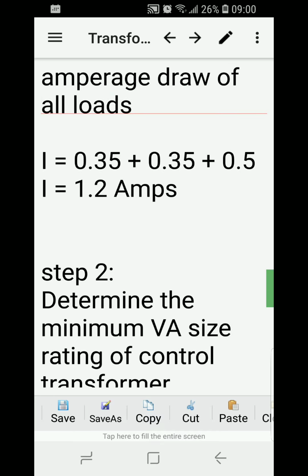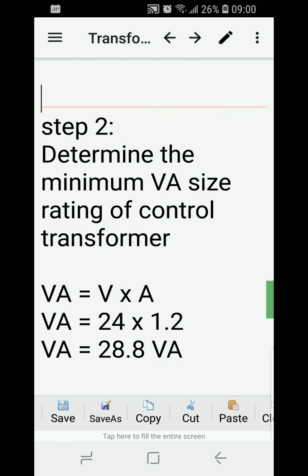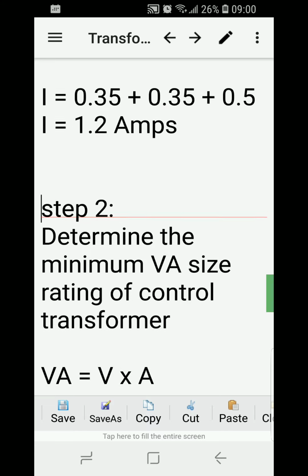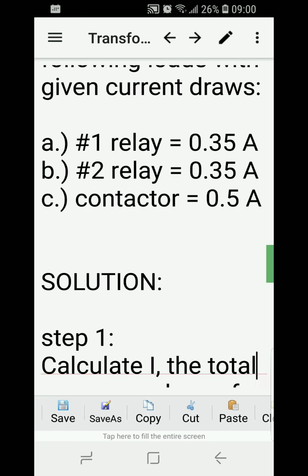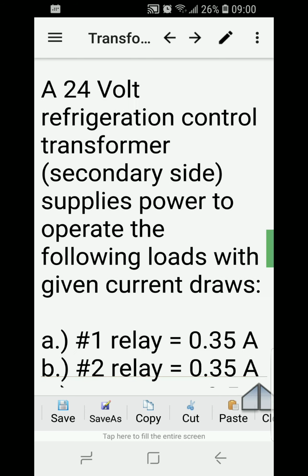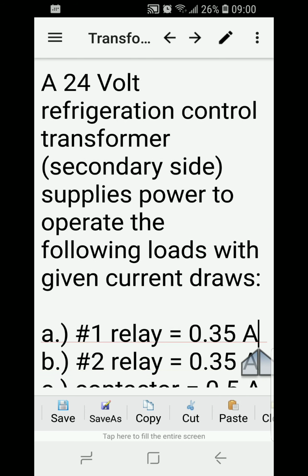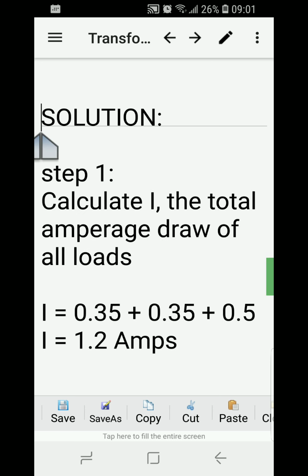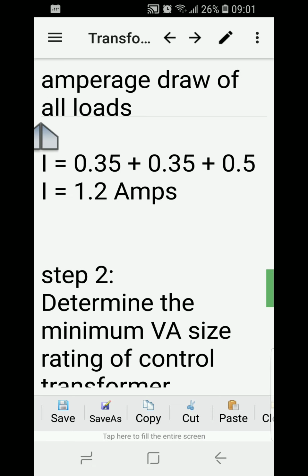Okay, now we got our amps. Now we go to determine the minimum VA size rating of the control transformer. VA is equal to volts times amps. So we just multiply 24 times 1.2. 24 we are given here, that's the 24 volt control transformer, and the amps we calculated as the total, 1.2.